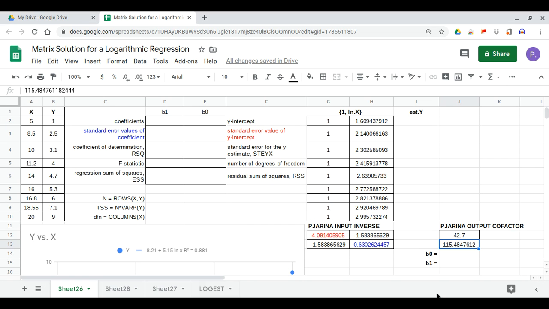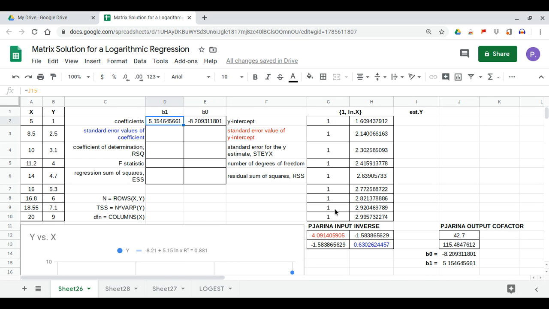Now we can calculate the coefficient matrix, which is MMULT this matrix times this matrix. So here we have the coefficients b0, which is equal to negative 8.209, and it is equal to negative 8.21, which is rounded off. B1 is 5.15, which is equal to 5.15, and there's an ln x.